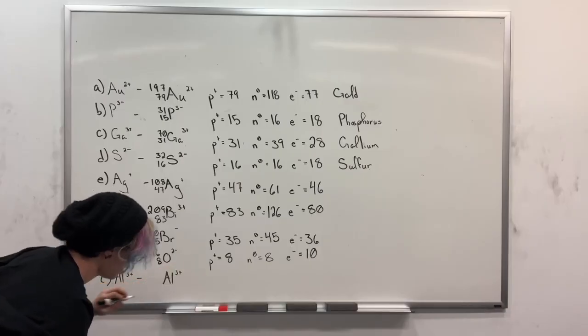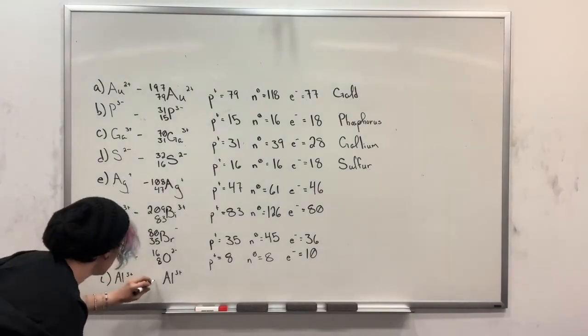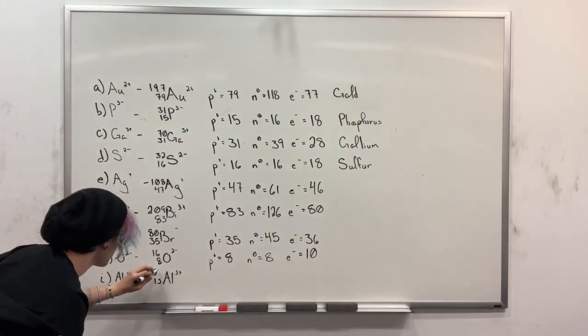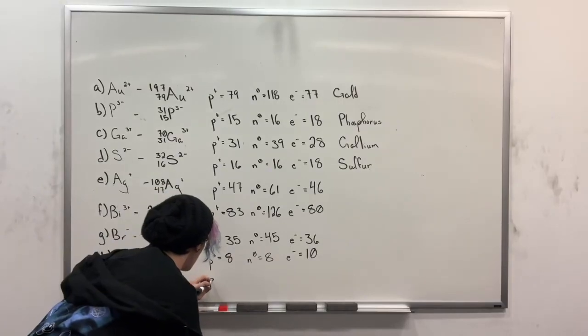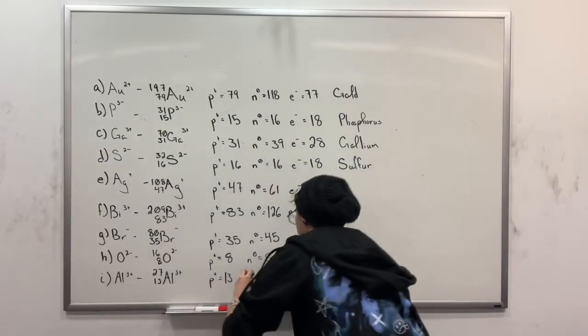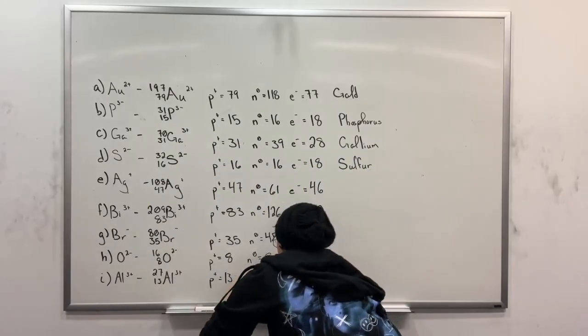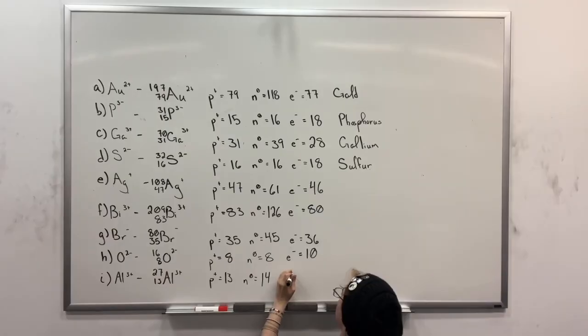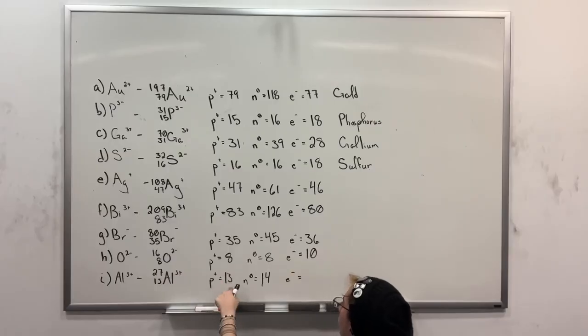So Al3+. Aluminum is number 13 on the periodic table. It has a mass of about 27. And so the number of protons is 13. 27 minus 13, the number of neutrons is 14. And the number of electrons: our ion has a positive charge, so we have more protons than we do electrons. It has a 3+ charge, so 3 more protons than electrons, and so we have 10 electrons.